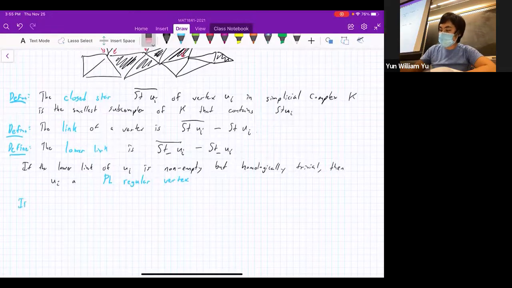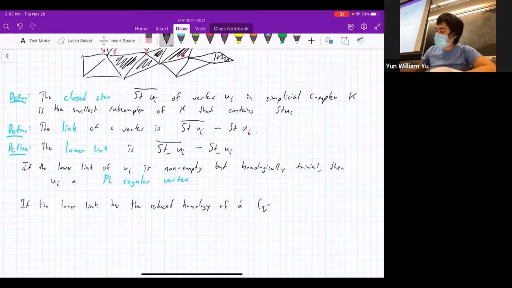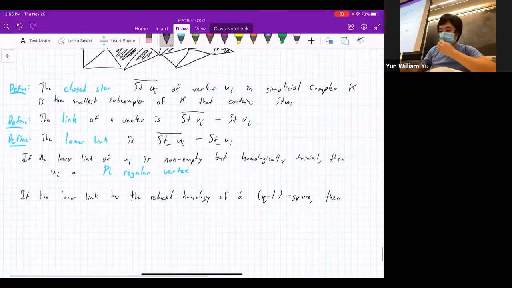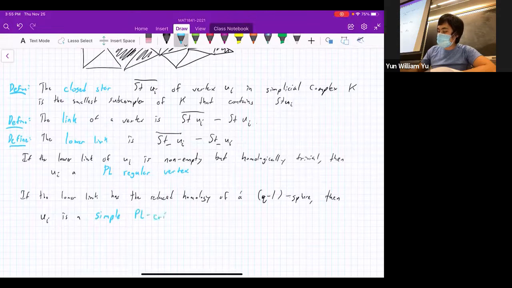Alternatively, if the lower link has the homology of a Q minus 1 sphere, then U is a simple PL critical vertex of index Q.